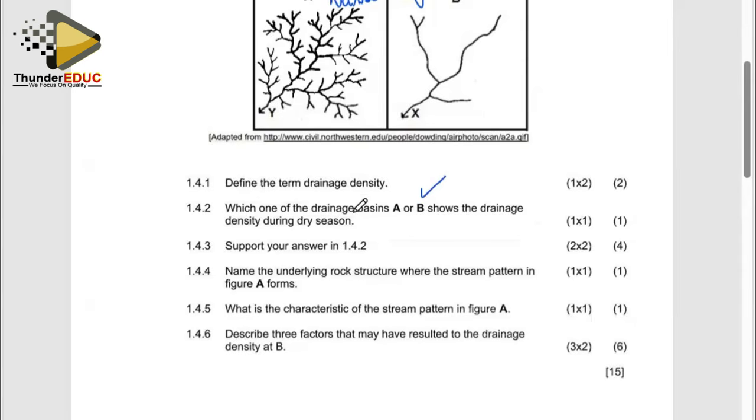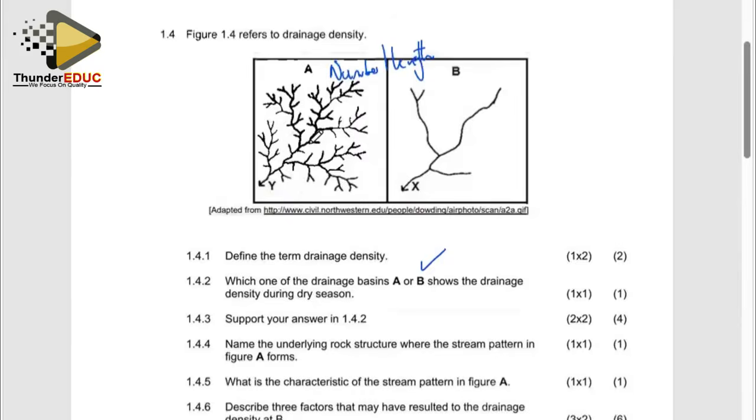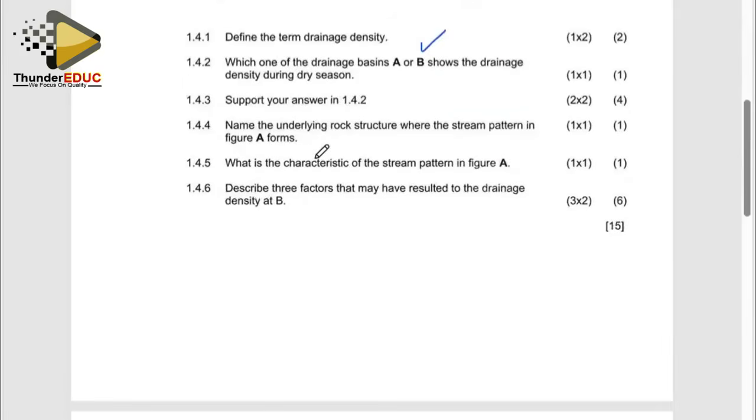Name the underlying rock structure where the stream pattern in A forms. Right, this is a dendritic pattern. Where does dendritic form? It forms in areas that have got uniform resistance. Areas of uniform, they are uniformly resistant rocks to erosion.